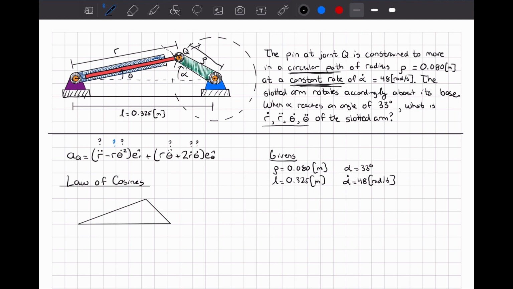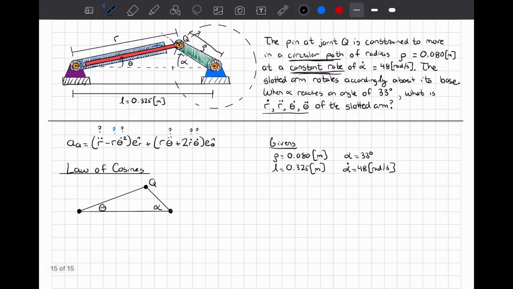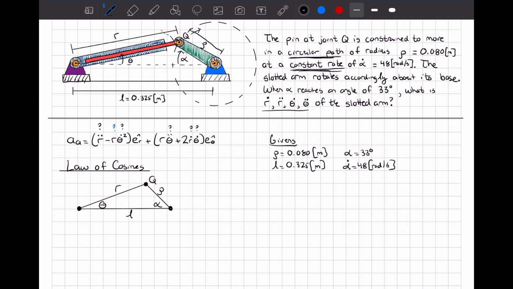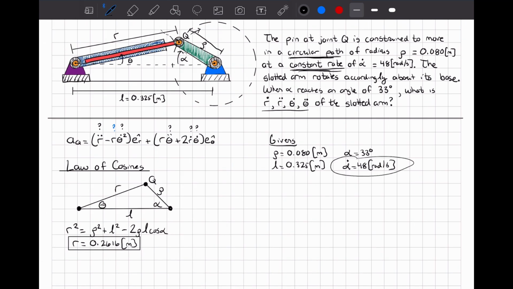Given my system in general, I can see a triangle formed between theta and alpha. And if I recall my law of cosines, it might be really helpful if I have that triangle defined, if I can then further define all my sides and all my angles within it, because maybe one of those values would be helpful. So using the law of cosines, I can calculate that r is 0.2616 meters. Okay, now that we have that, we can do the law of sines to calculate theta as another value.